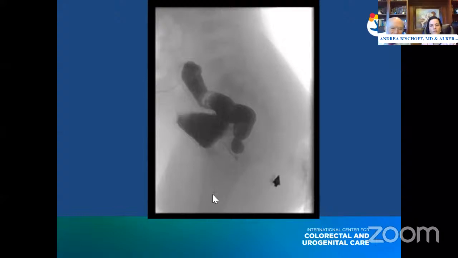And let's see the answer. We have a divided audience between bulbar, prostatic, and bladder neck. I think I'm okay with the question between bulbar and prostatic, but I'm not okay with bladder neck. This is not a bladder neck for sure. So you can see the anal marker here. The baby is moving. That's why you got double images.